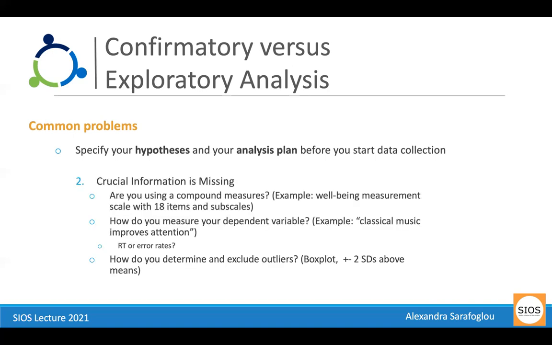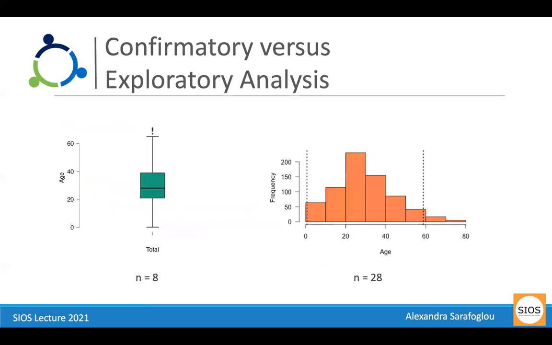And then lastly, another thing that's often missing is how we determine and exclude outliers. So are you just going to look at your data and plot them in a box plot and see where the outliers are? Are you going to use plus or minus 2 standard deviations from the mean, or are you going to use some other kind of cutoff? You also have to be specific about that, because depending on whether you're using a box plot or this rule with 2 standard deviations, in one case you might end up with 8 outliers, and in the other you might end up with 28 outliers. And those can be the outliers that make a non-significant finding into a significant one, or vice versa.